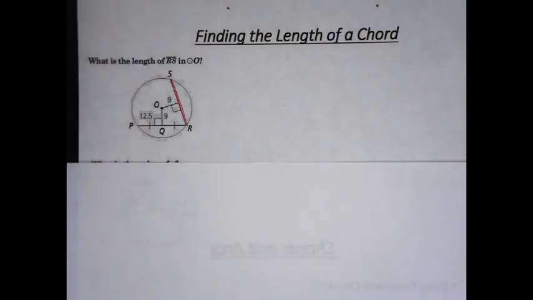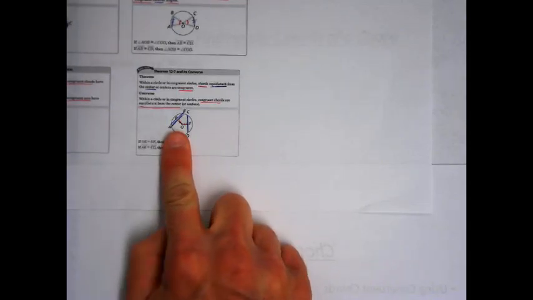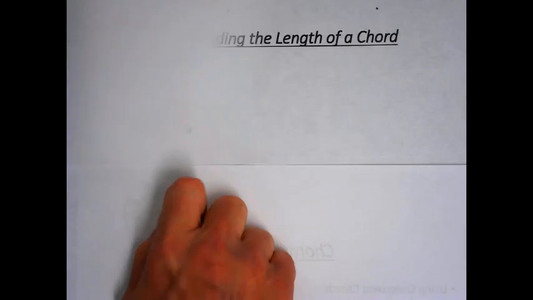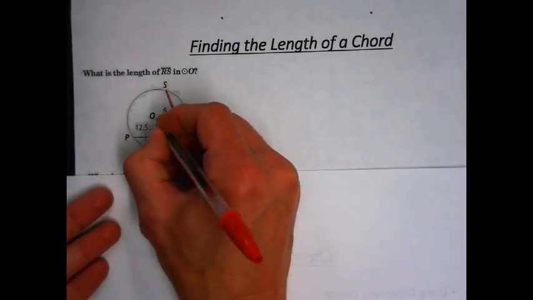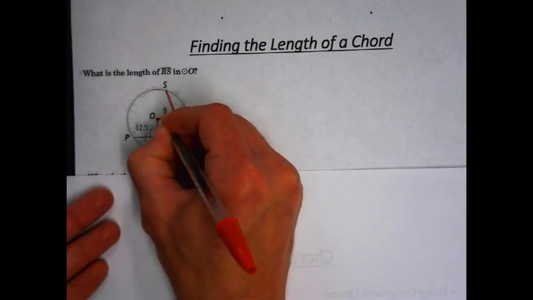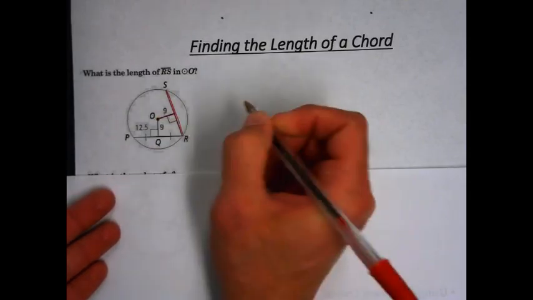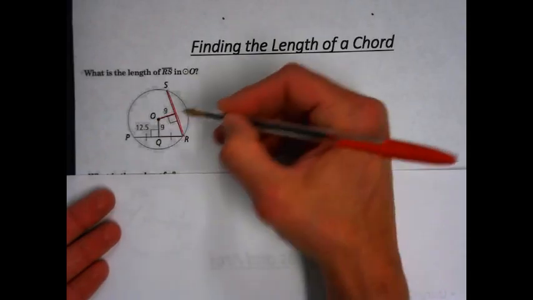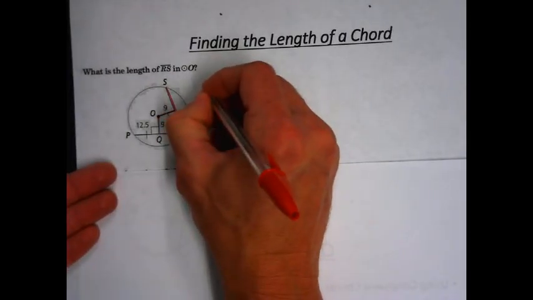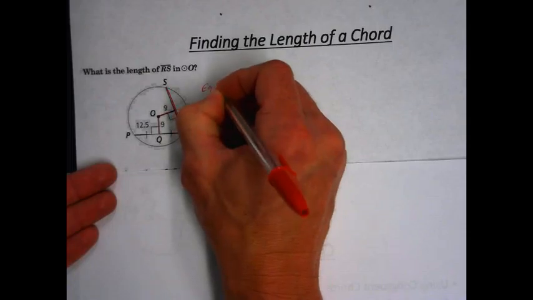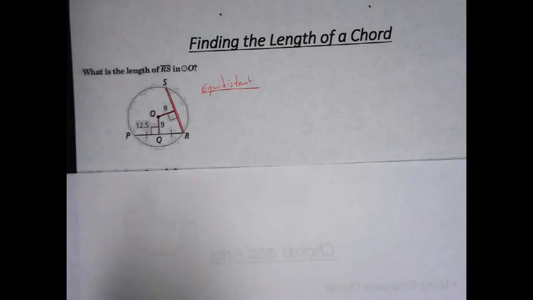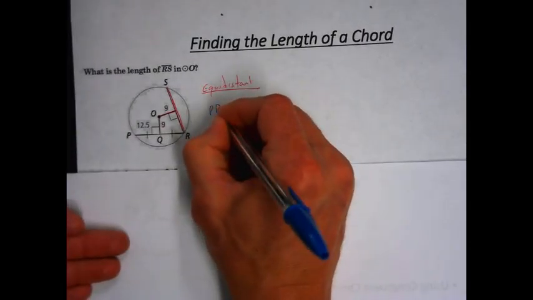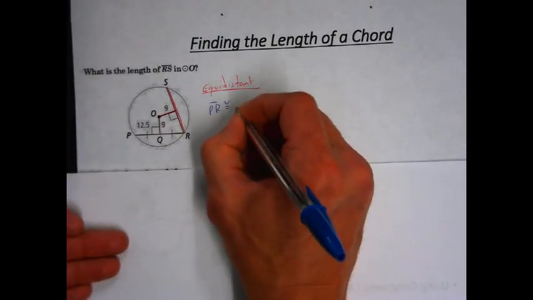Well, we know from that last note, congruent chords are equidistant from the center, and chords equidistant from the center are congruent. Oh my gosh, I have to say all that stuff? No, but still, it's good to know. So we look at circle O, and the distance from circle O to the chord RS is 9. And the distance from circle O to chord PR is also 9. That means they are equidistant. That's what that means. And if they are equidistant, that means they are congruent. So what this means is that chord PR is congruent to chord RS. That is what that means.